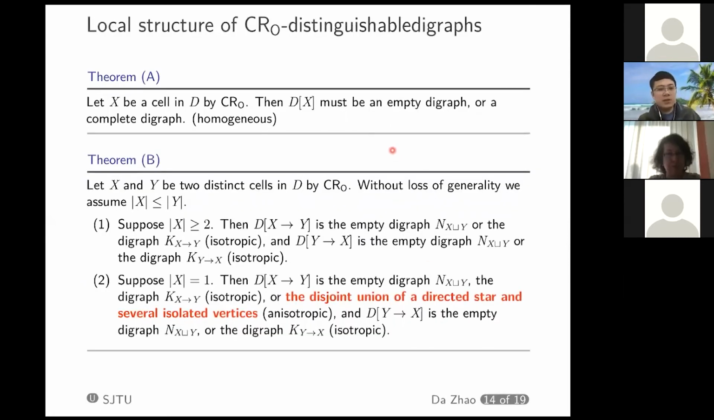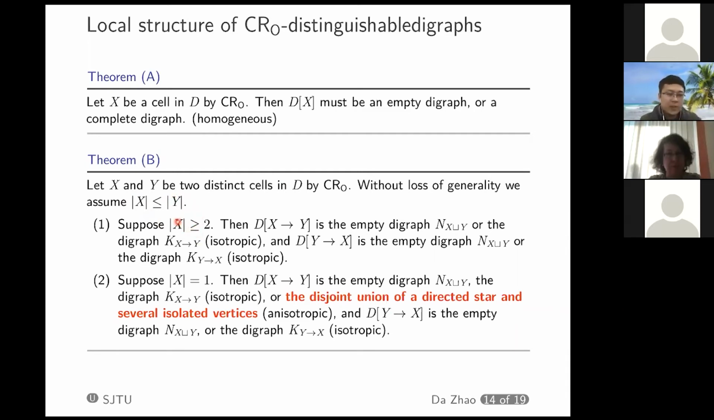Okay, so first, what is CRO? Here we do not consider in-neighbors. So first, the local structure is that each cell must be either an empty digraph or a complete digraph. If you only consider out-neighbors, then it must always be homogeneous. And between two cells, without loss of generality, let's say the size of X is no larger than the size of Y. Then there are two cases.